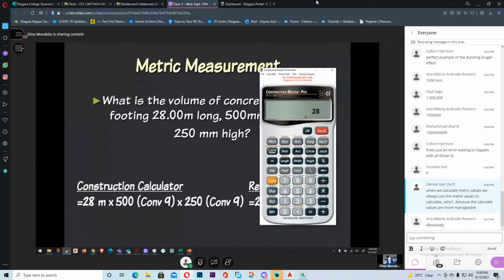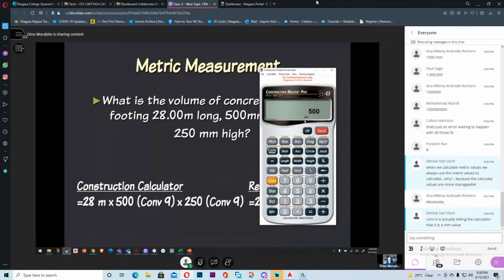28 meters times. Now, I don't want to make the mental conversion of 500 millimeters into meters, so I'm going to put in 500, and I want to give the units of millimeters. So convert 9 will assign millimeters to that number. And then I'd like to multiply that by the 250, again millimeters, and hit equals. And now I get 3.5 cubic meters.